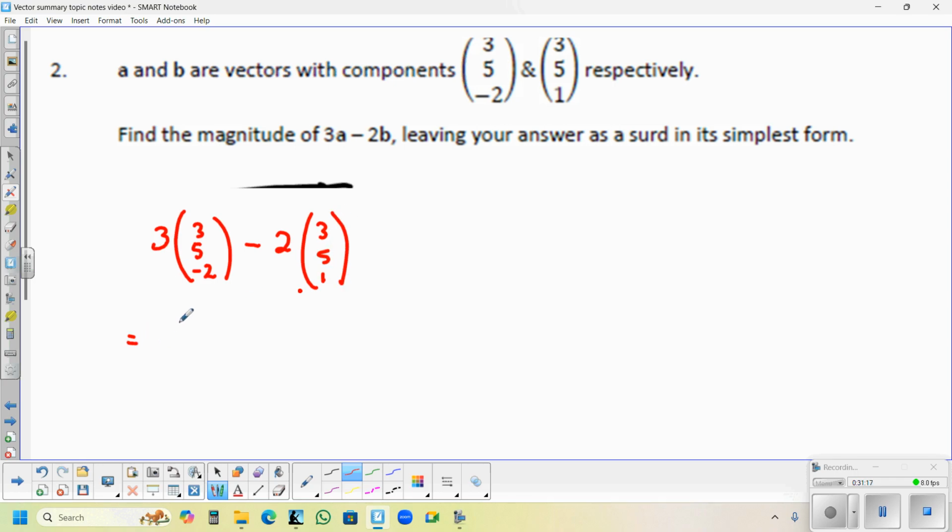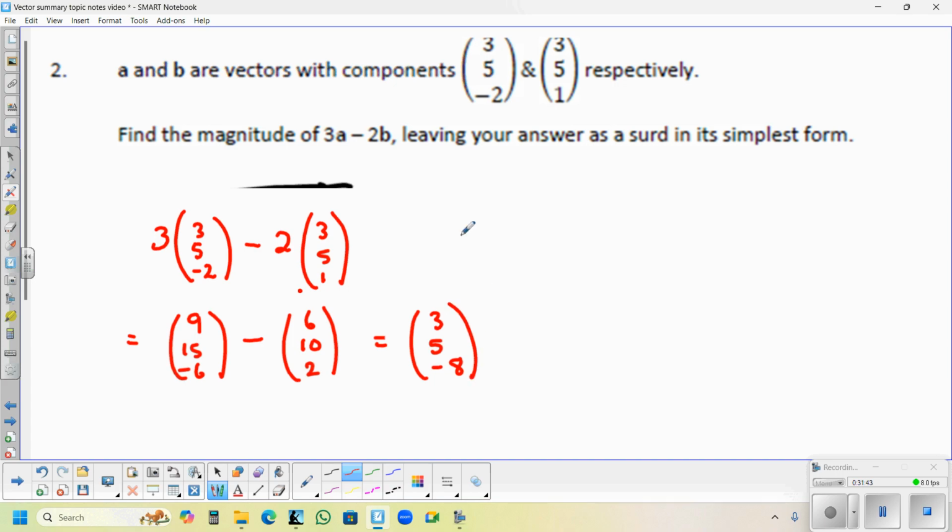So we'll do 3 times that first one, gives us 3 3s are 9, 3 5s are 15, 3 times negative 2 is negative 6. And I'll leave the minus sign and I'll multiply that one by 2. 2 3s are 6, 2 5s are 10, 2 1s are 2. So when I work that out, I get 9 take away 6, which is 3. I get 15 take away 10, which is 5. I've got negative 6 take away another 2 is negative 8. So that is our 3a minus 2b.